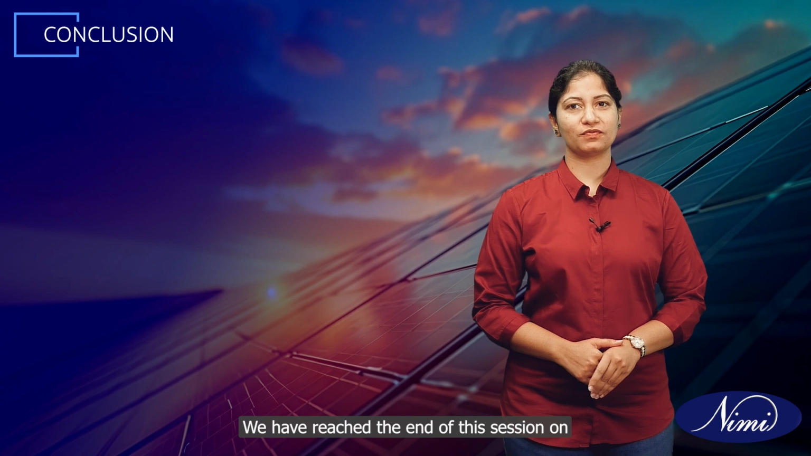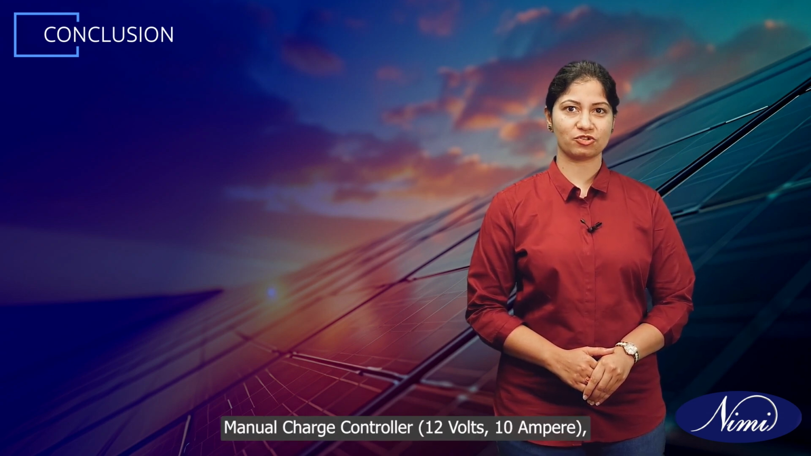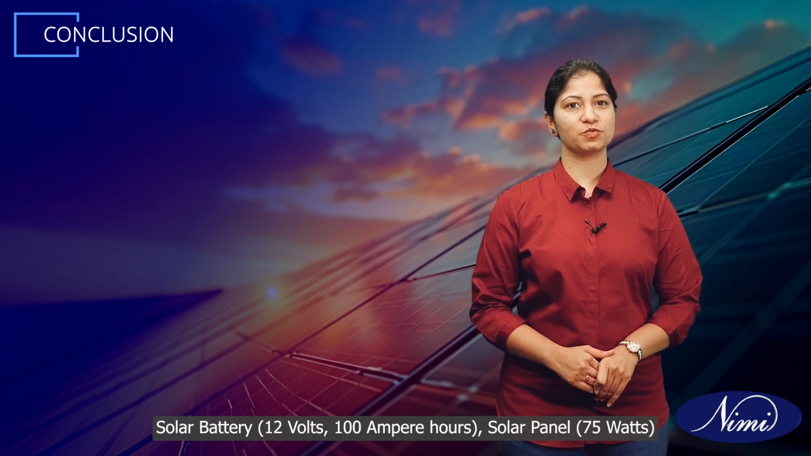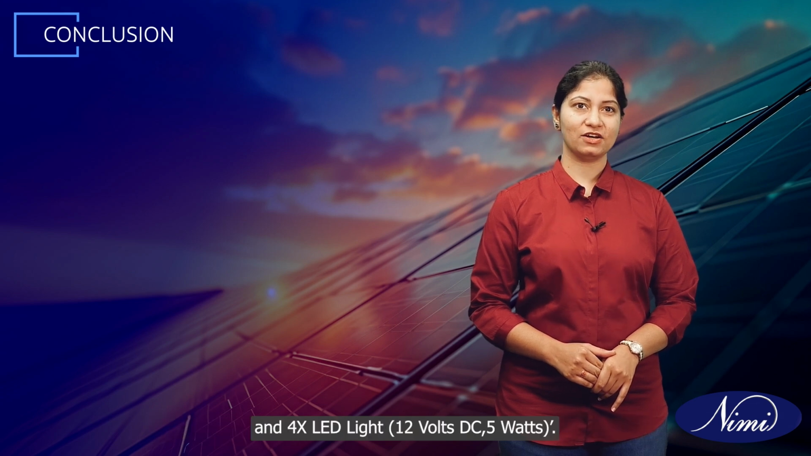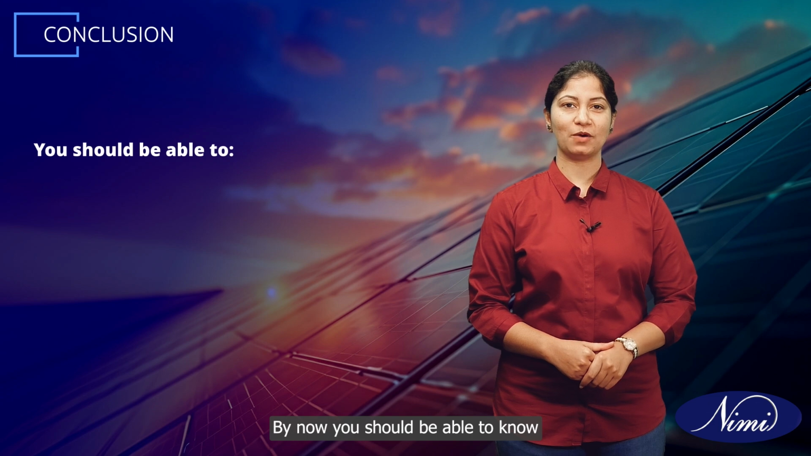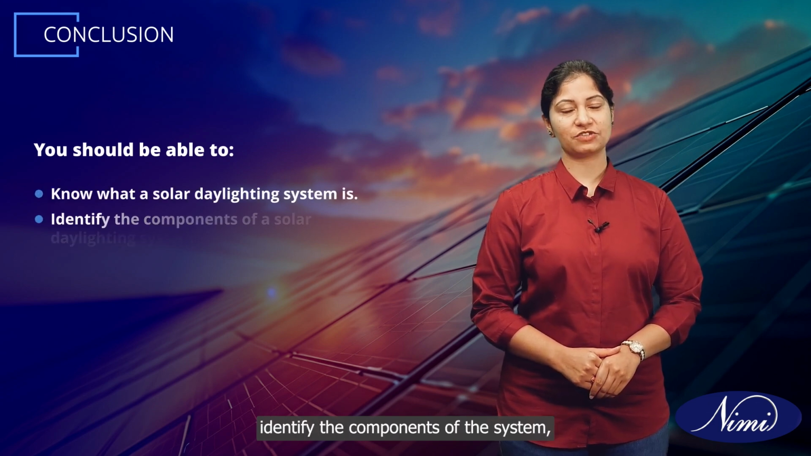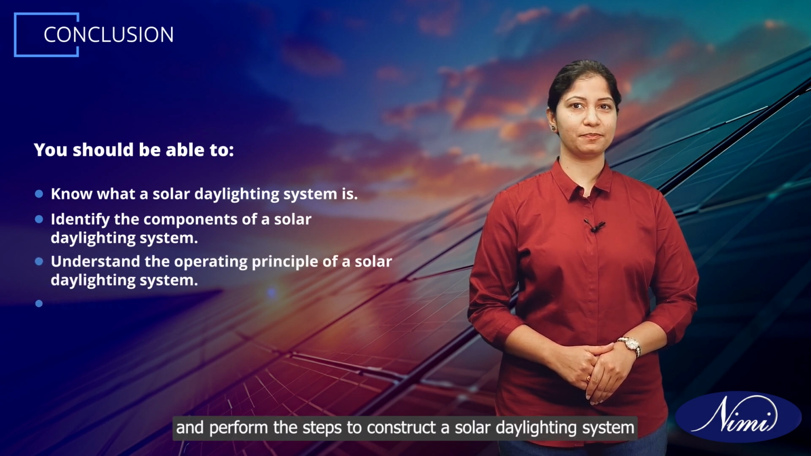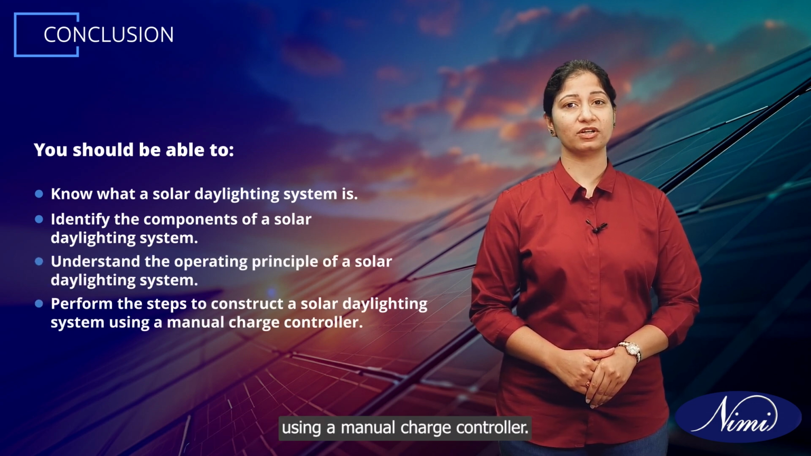We have reached the end of this session on construct a solar day lighting using manual charge controller 12 volts 10 ampere, solar battery 12 volts 100 ampere hours, solar panel 75 watts and 4x LED light 12 volts DC 5 watts. By now, you should be able to know what a solar day lighting system is, identify the components of the system, understand its operating principle and perform the steps to construct a solar day lighting system using a manual charge controller.